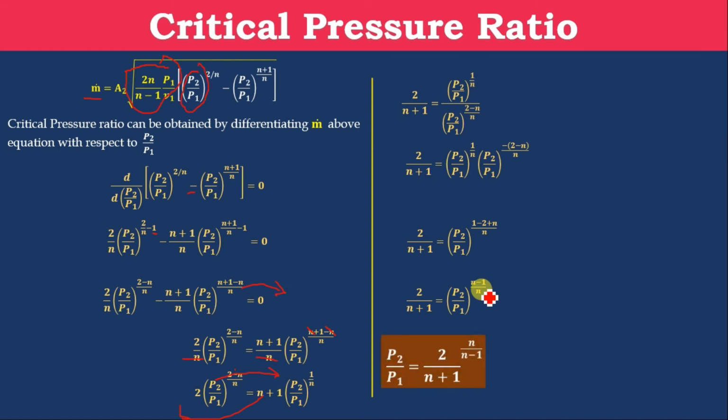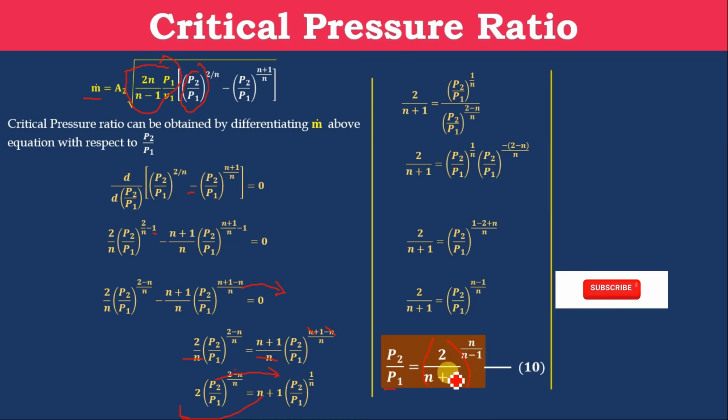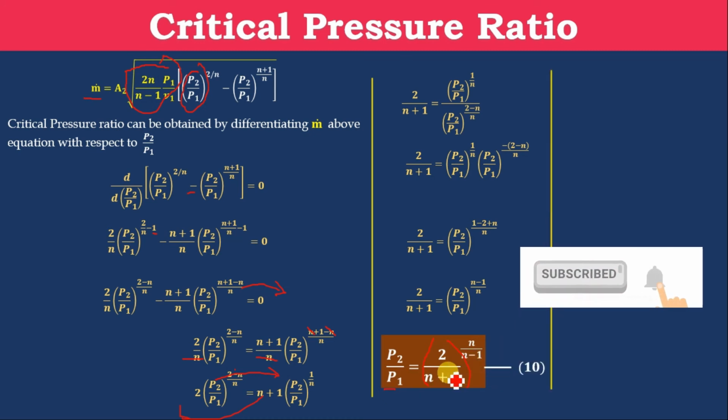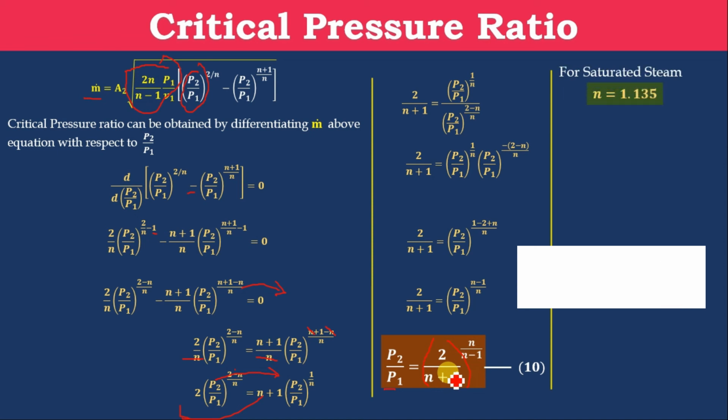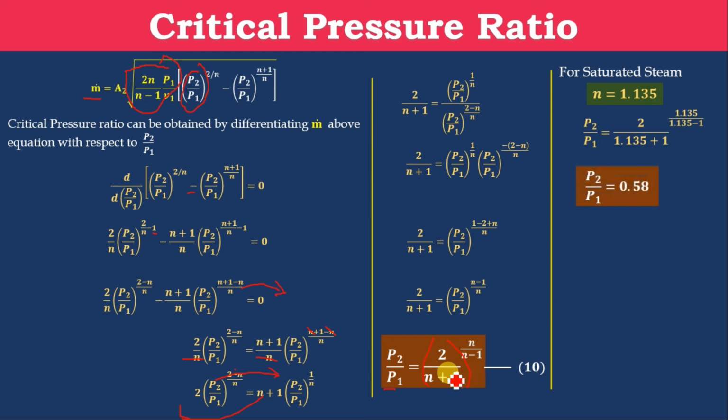Then P2 divided by P1, that's what we need, right? That is what we call the critical pressure ratio, which is equal to 2 divided by n plus 1 whole power n divided by n minus 1. So here you can check it. This critical pressure ratio depends only on the condition of steam at the inlet. Let's take this as equation number 10. If the condition at the inlet is saturated steam, n is equal to 1.135. Substitute in this equation, and we get P2 divided by P1 is equal to 0.58.